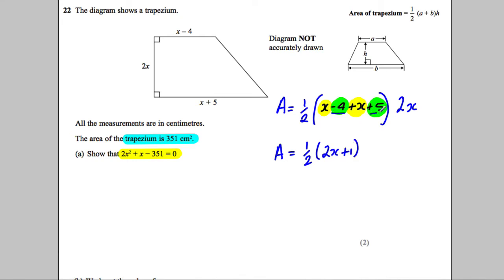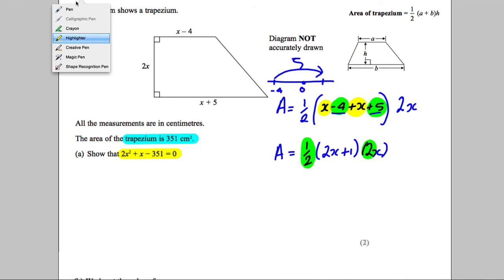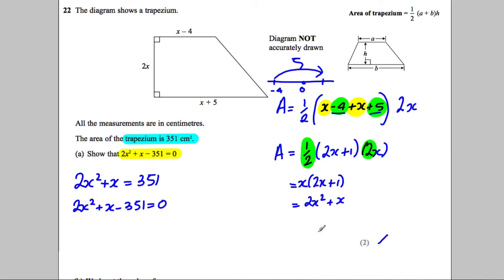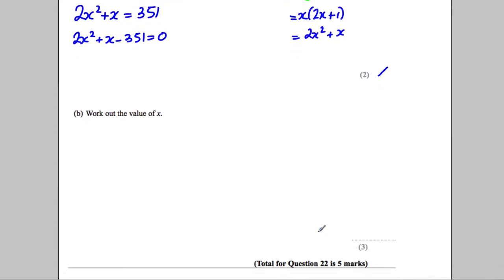Now just if you're not sure, negative 4 add 5: here's 0, you're at negative 4 on the number line, you add 5, you get to 1. And we've got that multiplied by 2x. Now, a half multiplied by this 2 here would be 1. So we can just write that as 2x add 1 multiplied by x, and that's going to be equal to 2x squared add x. So I know that 2x squared add x must be equal to 351. So if I subtract the 351 off both sides, I get the equation I've been told to get for 2 marks. And then we're asked to work out the value of x.